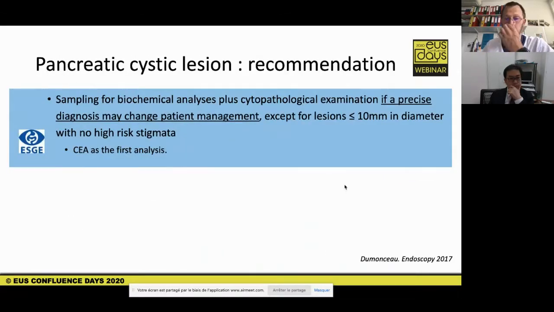So finally, if you look at the recommendation of the ESGE, sampling is still recommended for doing a biochemical analysis and cytopathological examination if a precise diagnosis may change the patient management for sure, except for small lesions of less than 10 millimeters and with no high-risk stigmata, and CEA should be the first analysis, but I told you that the glucose should also be evaluated.